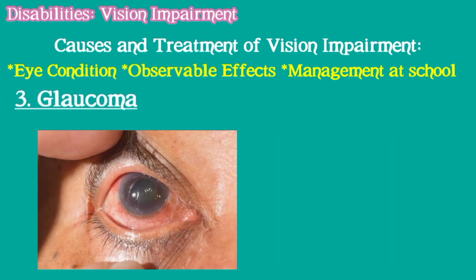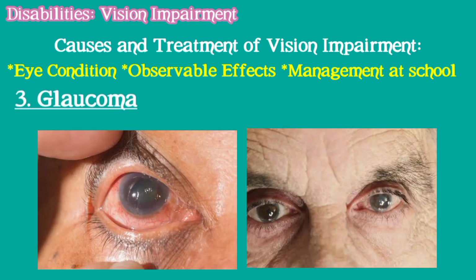The third is glaucoma. This is one of the eye problems. Glaucoma is a high pressure inside the eyeball. The eye becomes enlarged and blindness can occur. The observable effects are fluctuating vision loss, oversensitivity to light, and loss of visual field. Glaucoma can be stopped with medicine. Then the management at school.